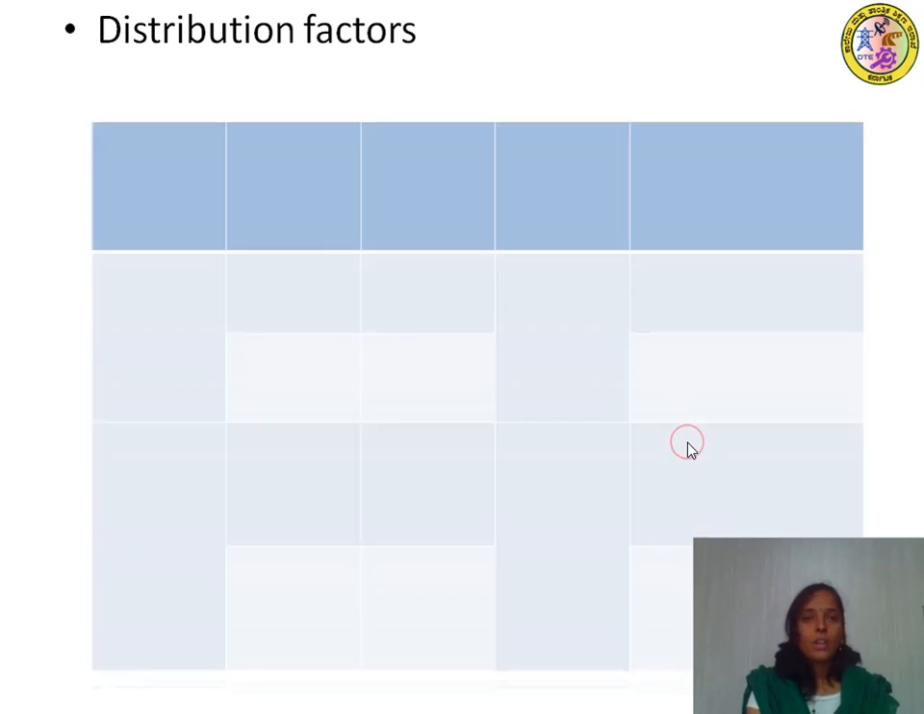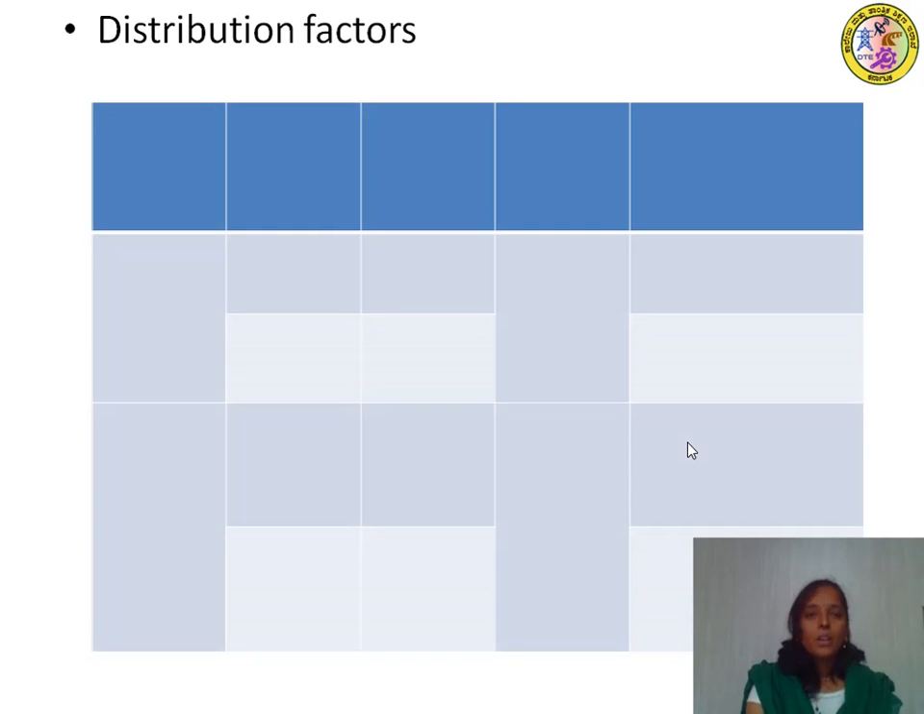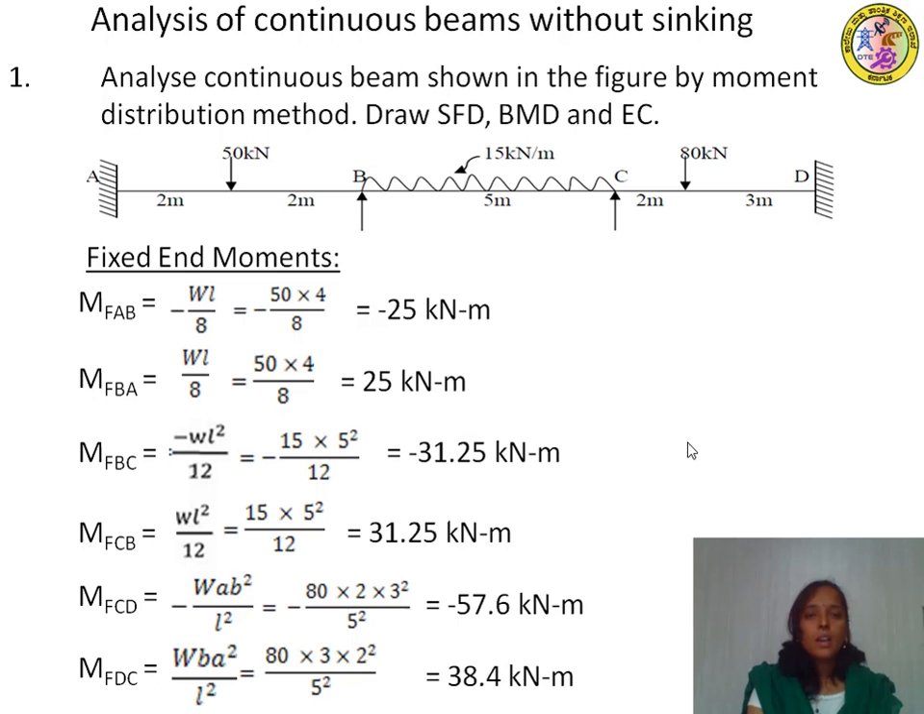Next step is to calculate the distribution factors, using which we have to distribute the moments applied at a joint among the members which are meeting at that joint. So in the problem, B and C are the intermediate joints, as we can observe from the figure. So we have to calculate the distribution factors only for the intermediate joints. So B and C are the intermediate joints.